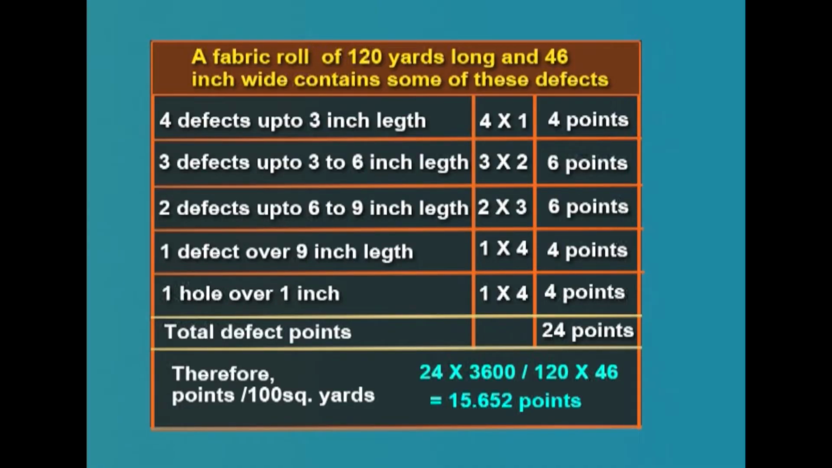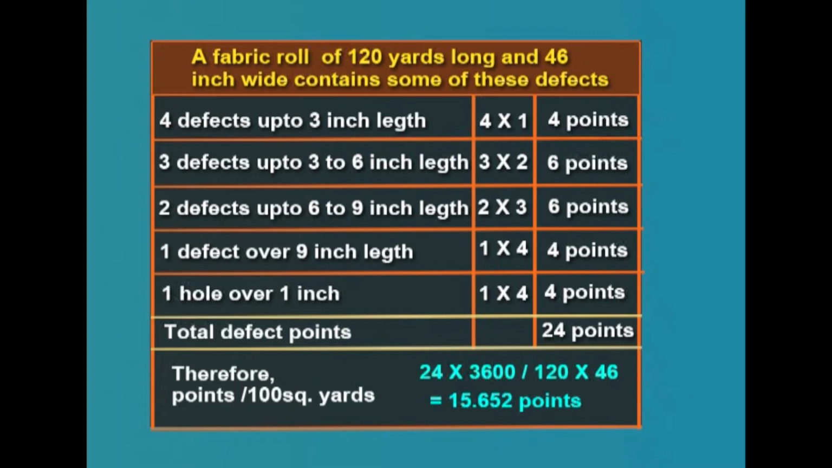For example, a fabric roll of 120 yards long and 46 inches wide contains some of the defects which are given in the chart. It has 4 defects up to 3 inches length, so the penalty points are 4 into 1, that means the total penalty points are 4. And 3 defects from 3 to 6 inches length, so 3 into 2 gives a total of 6 points. And again 2 defects from 6 inches to 9 inches, which is 2 into 3, so we are getting around 6 points there.